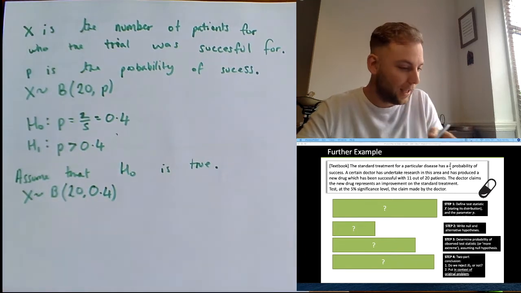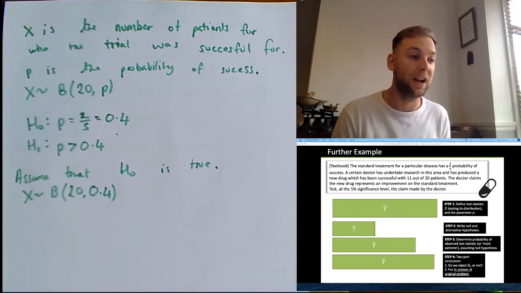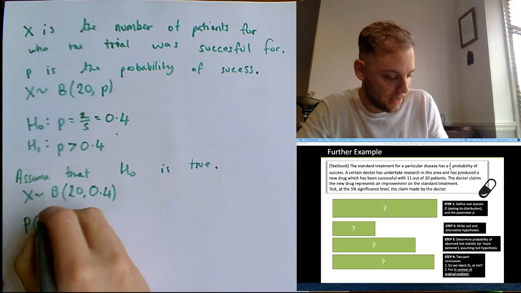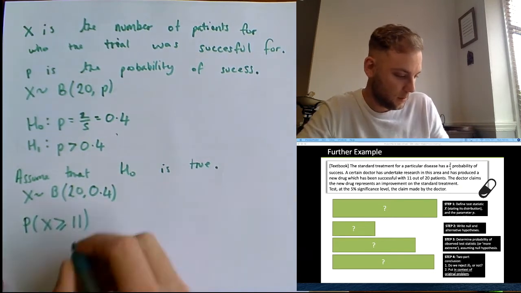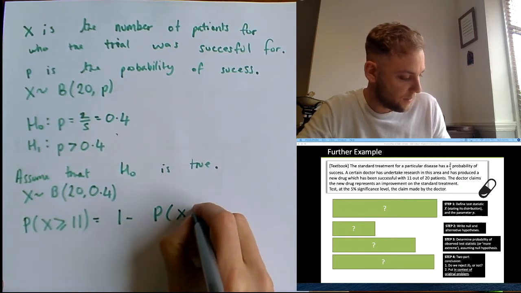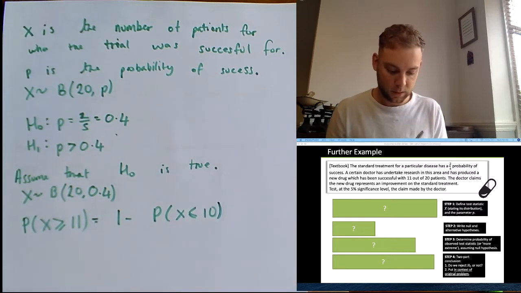And we're looking here, we've got 11, the drug was successful for 11 out of the 20 patients. So we're going to say we want the probability of X being greater than or equal to 11. And we know this is going to be equal to 1 minus the probability of X being less than or equal to 10. Like so.